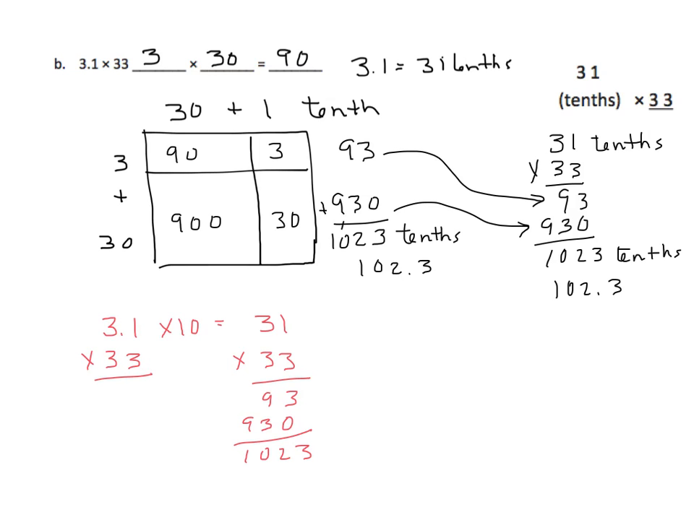Since we multiplied one of our factors by 10, our final product is going to be 10 times larger than the actual product should be. So in order to get back to the proper value for our original problem, we're going to divide our final product by 10, and we get 102 3/10. I hope that helps. You will see more examples of what we've done in red in the upcoming lesson.